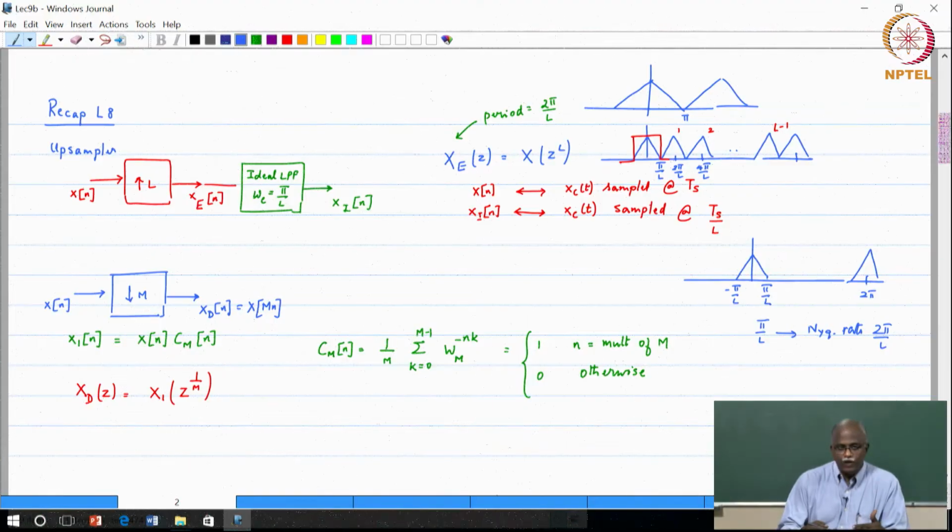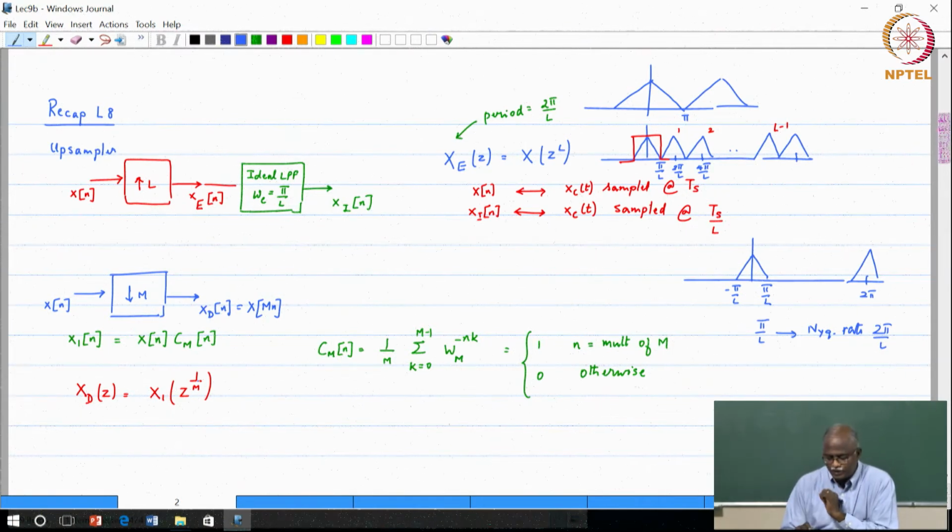Now the other block that we have been discussing is the downsampling block, indicated with the down arrow. In terms of time it is very easy to represent: x_d(n) = x(Mn). The corresponding spectral representation, or the Z transform or the Fourier transform representation, is not as easy. We were in the process of developing it. Basically we defined an intermediate signal x1(n) which matched x(n) at all multiples of M.